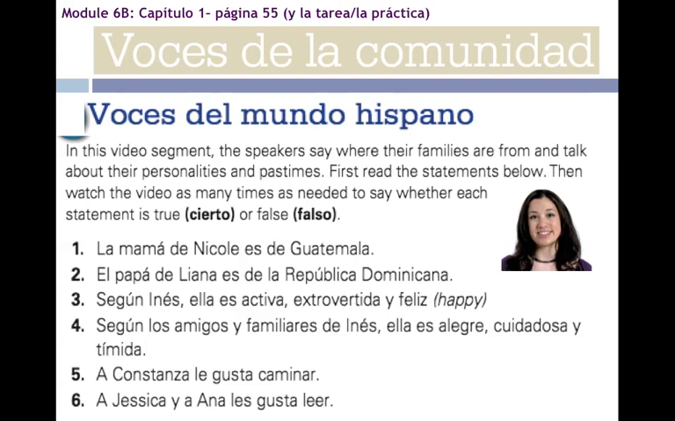4, según los amigos y familiares de Inés, ella es alegre, cuidadosa y tímida. So according to other people in her life, what do they think of Inés? What are their descriptions? 5, a Constanza le gusta caminar. Is that cierto o falso that that's something that's pleasing to her to do? And 6, a Jessica y a Ana les gusta leer. Escucha bien, cierto o falso.